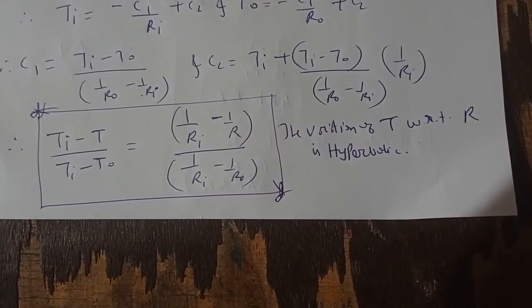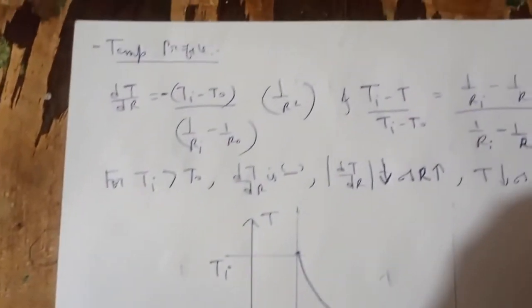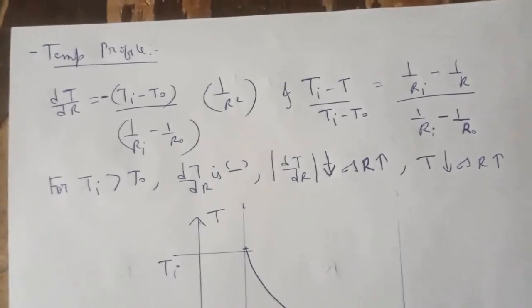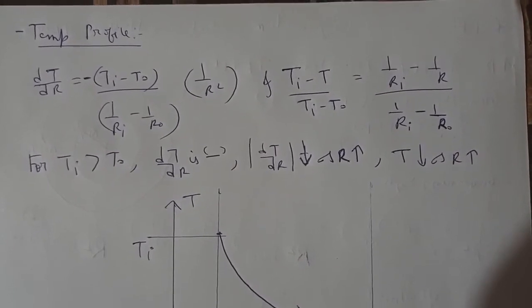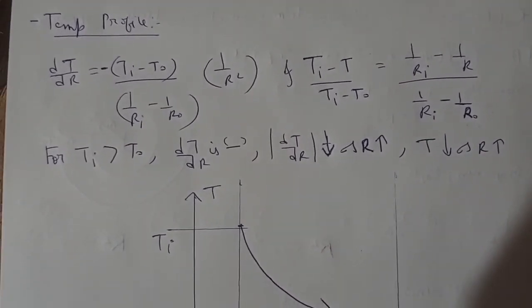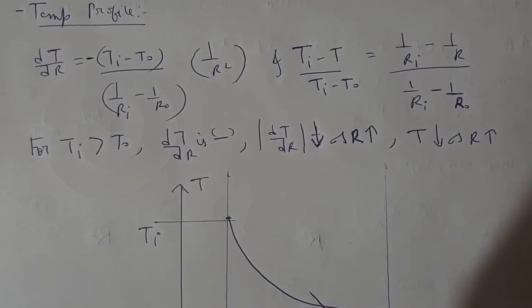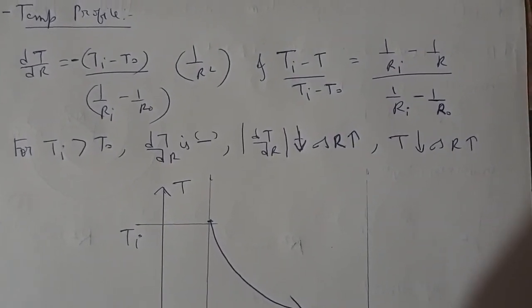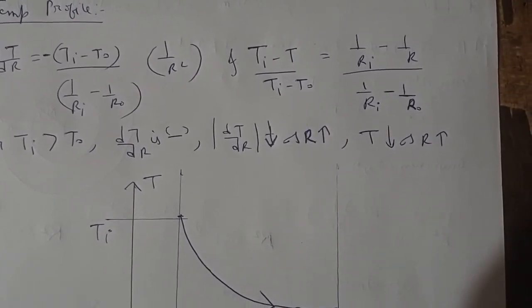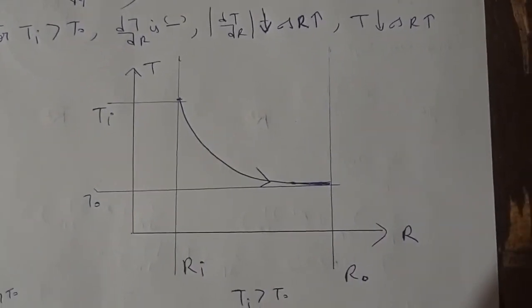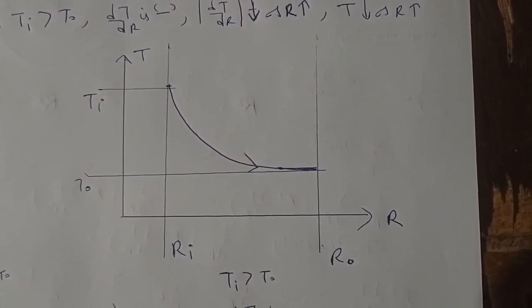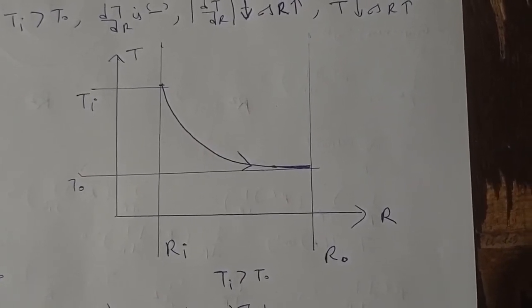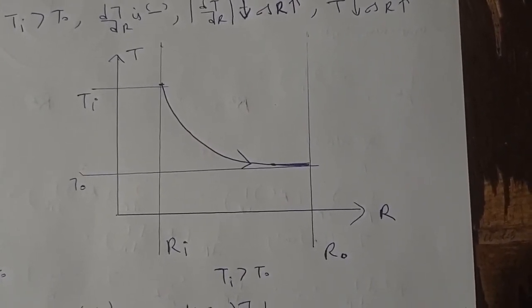We will try to draw now the temperature profiles. For the temperature profile we will need dT by dr. So we have taken dT by dr and the temperature distribution. From here we can draw the conclusion that for the case of Ti greater than To, dT by dr, that is the slope, is negative. Then your slope reduces as R increases and your temperature reduces as R increases, and you will get this type of diagram in the case of Ti greater than To. So this is the temperature profile. From the diagram you can see the temperature is reducing as R is increasing, the slope is reducing as R is increasing, and throughout the slope is negative.